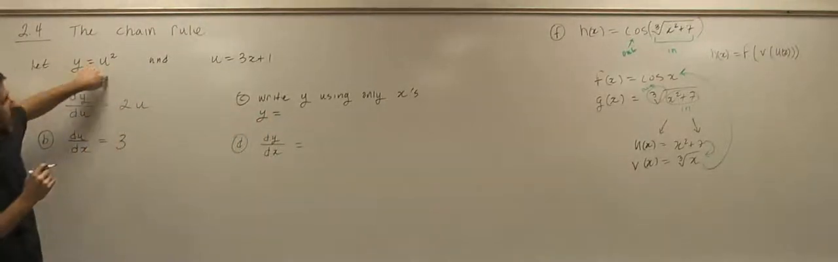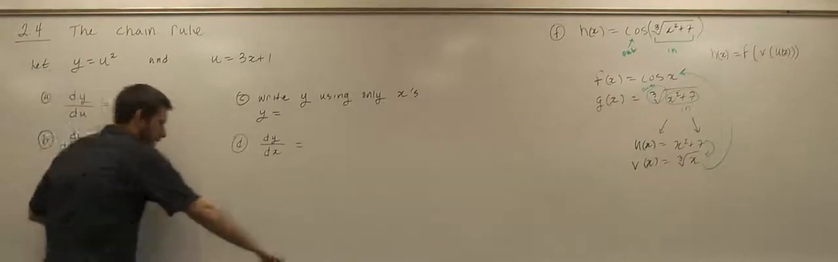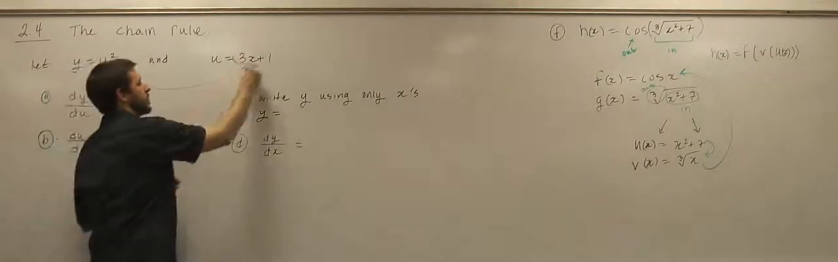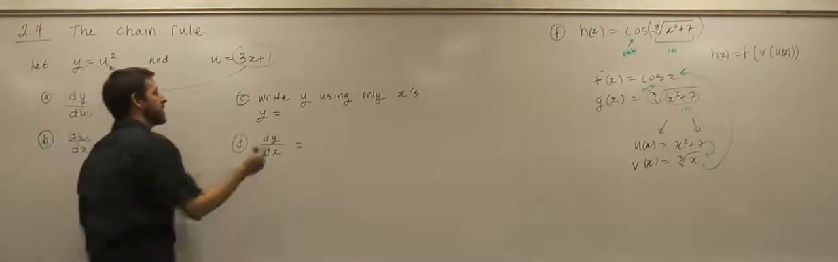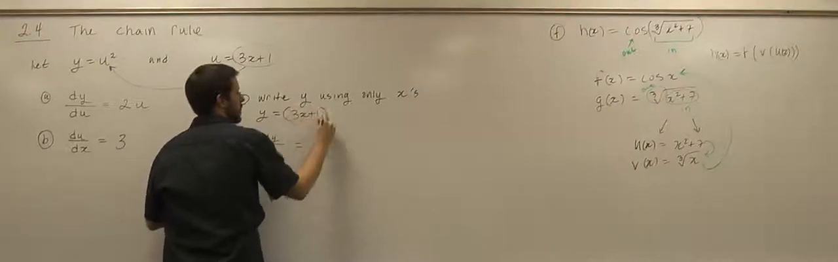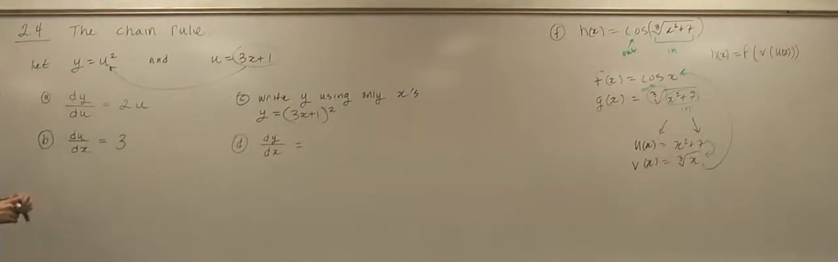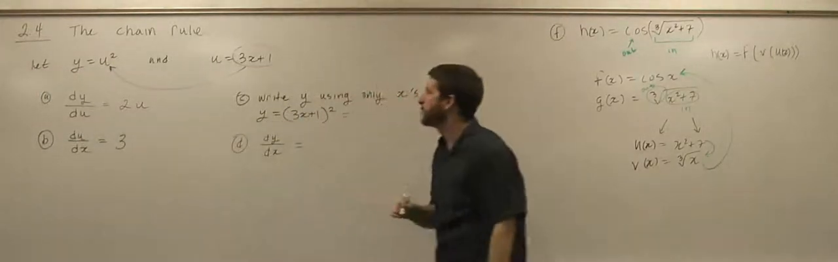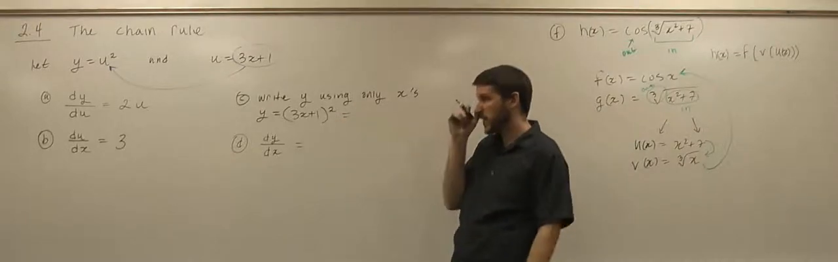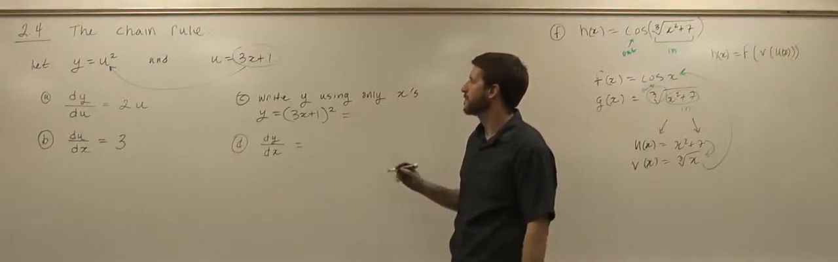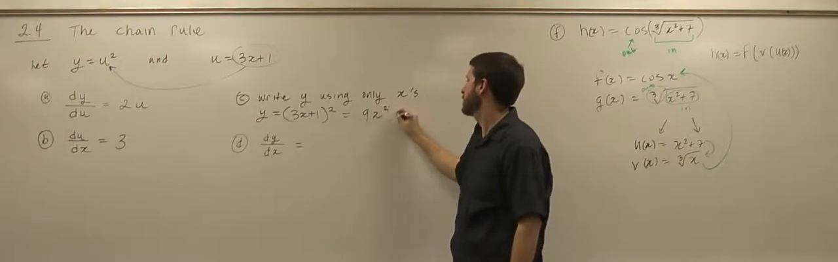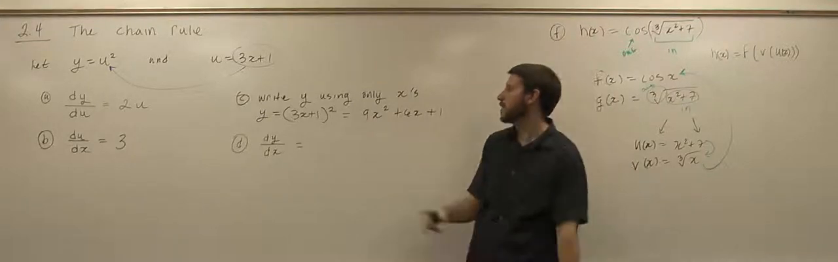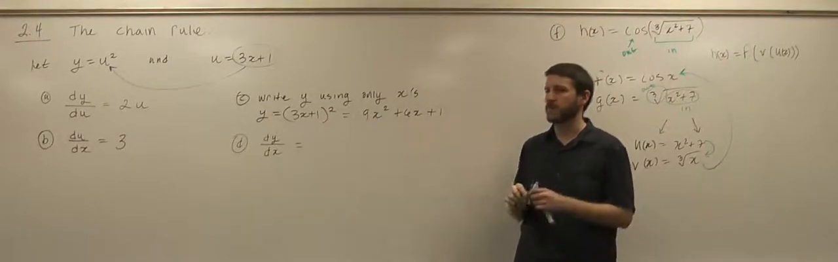Well, since y is u squared and u is 3x plus 1, this guy gets plugged in here, right? So y is equal to (3x plus 1) squared. And if I want to do a derivative, I'm probably going to want to expand this out. So what does this expand to? 9x squared plus 6x plus 1. Yeah, so you'd have to FOIL, right? 3x plus 1 times 3x plus 1. And when you do that, you'll get 9x squared plus 6x plus 1.